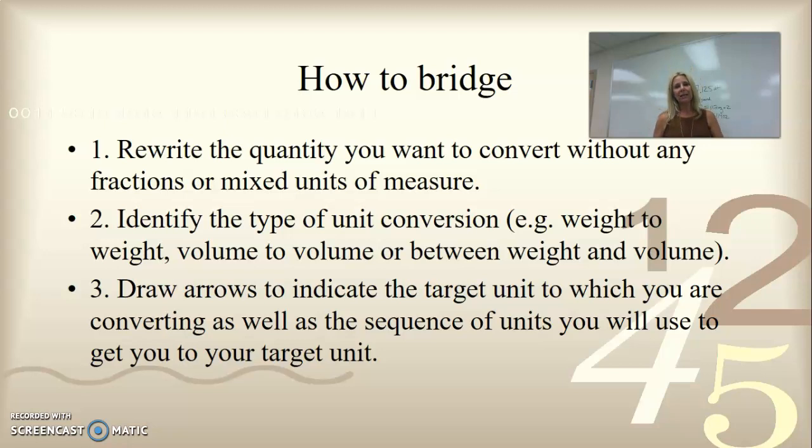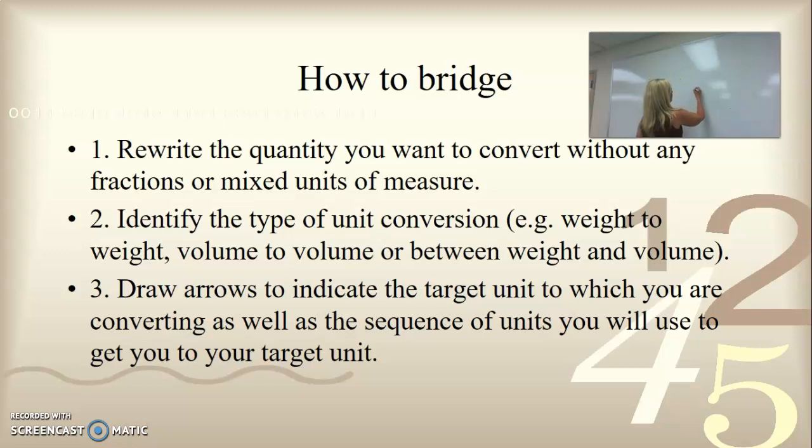Step 2 says identify the type of unit conversion. This is so important, guys. I want you to really pay attention to this because this is a step that if you can discipline yourself to always ask yourself, what type of conversion am I doing? It'll save you a lot of headaches down the road. Just trust me. So there are a couple types of conversions that we will do in this class.